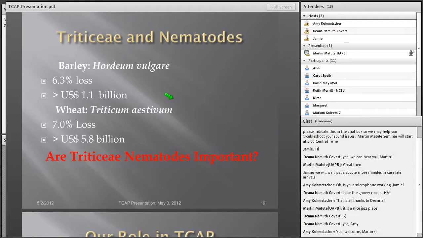So with these figures, even if they are not current, one may want to ask the question, the Tritici nematodes, are they important? I'm sure the answer is going to be yes, that they are actually important.